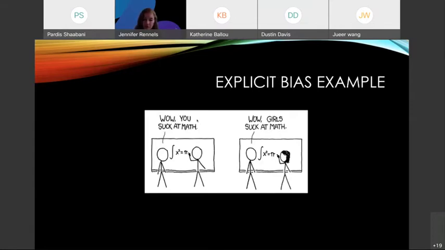Now, with explicit bias, this is where we make explicit statements. Here we can see on the left, we have two individuals from the same group. In this case, there are supposed to be two males. And a comment gets directed to the individual who is an in-group member, like, oh, you're not doing so well on this problem, you suck at math. But then we have who's supposed to be a male and female in this picture, and the individual is not doing well at math, but instead of saying you suck at math, they say girls suck at math. So in this case, it's getting extended to an entire group when the person is an out-group member.